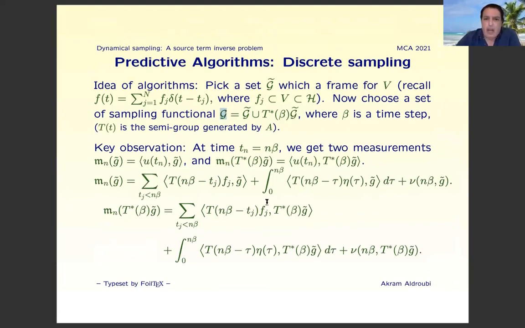Here's what I want to look at: the measurement now, using this new big set. So basically at time t equal to n beta, I make the measurement mn of g tilde, some vector in here, which is really the inner product of my function u with g tilde. And I'm also going to make a measurement with this vector, T star beta at g tilde, which is this inner product. And if you write this measurement using the semigroup, you can write it directly as this expression right here.